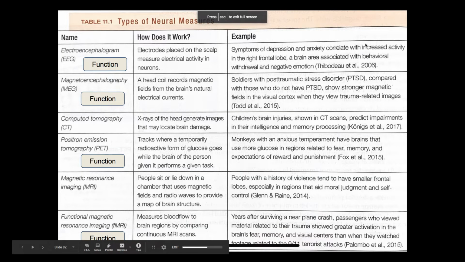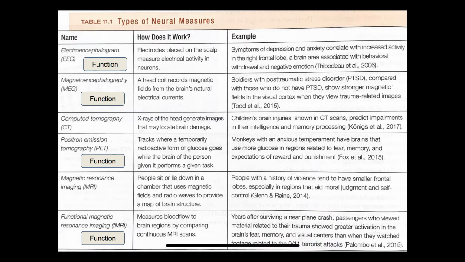Today we're going to be talking about different types of neural measures, or essentially different types of brain imaging techniques. And I want to first start out by saying that some of these imaging techniques are going to tell us about brain function. So, in other words, how the brain is acting when exposed to a certain stimulus or when a person does a specific action. And others are just going to show us brain structure. And I've indicated the ones that give us information about brain function by just having the word function right here.